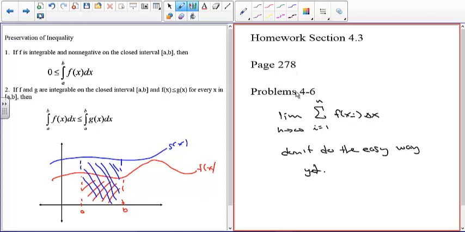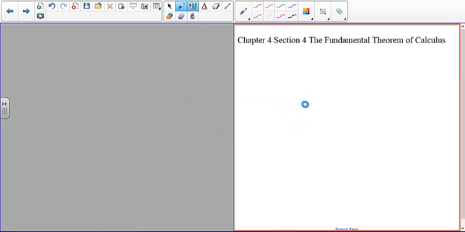Okay, before we move on to section 4, let's go ahead and pull out the handout that I gave you guys the other day that we haven't completed yet. So section 4 is the fundamental theorem of calculus, which we've already introduced informally.